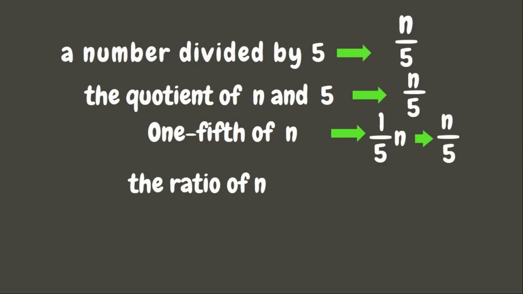Okay, next one, we have the ratio of n to 5. Our variable here is n. And our clue word here is the ratio of. We all know that we can represent ratio by a fraction. So that would be n is to 5 or n over 5, which also means n divided by 5.